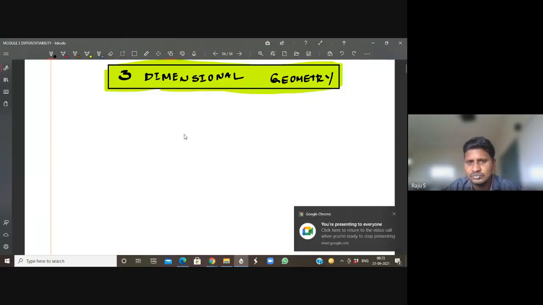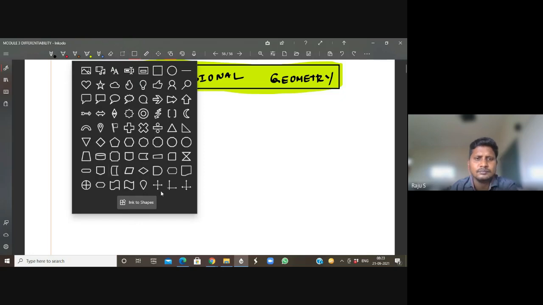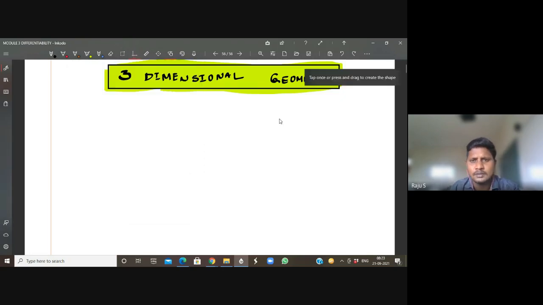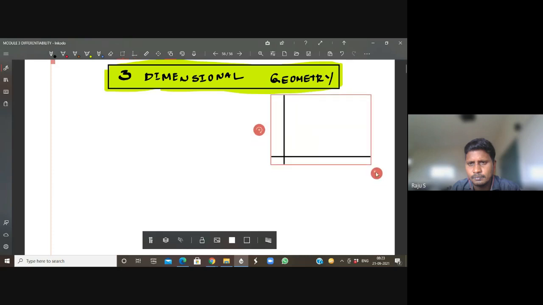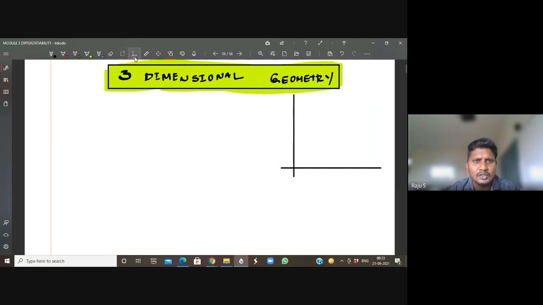That we know that the axes are called x-axis, y-axis, and z-axis, right? X-axis, y-axis, and z-axis, right? So here also the first exercise, which belongs to directional ratios, directional cosines.